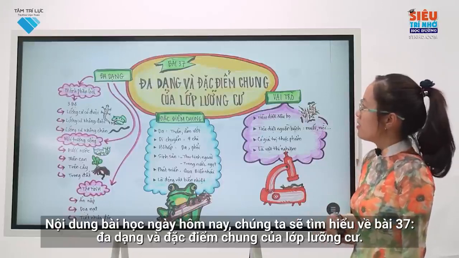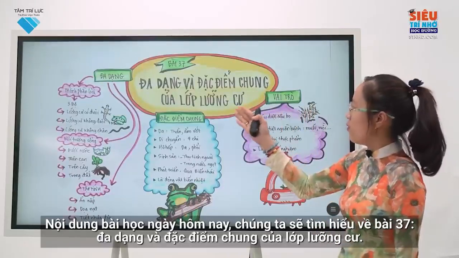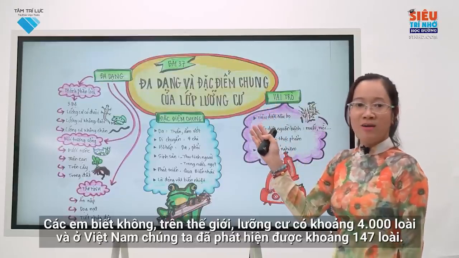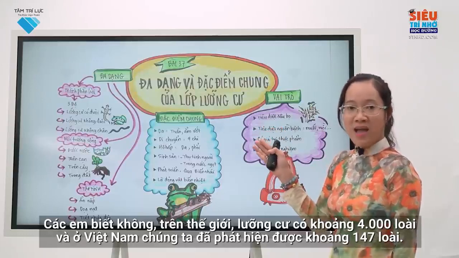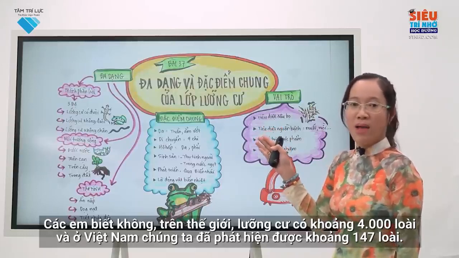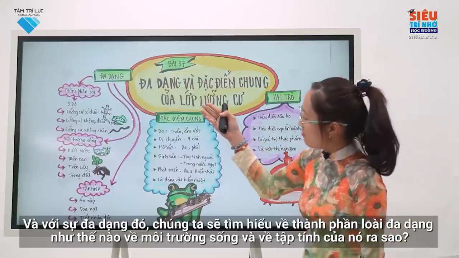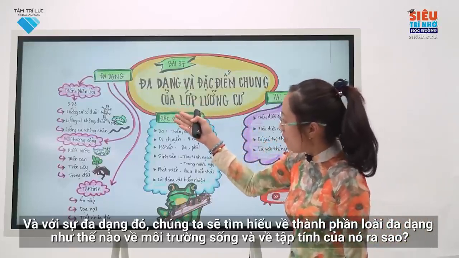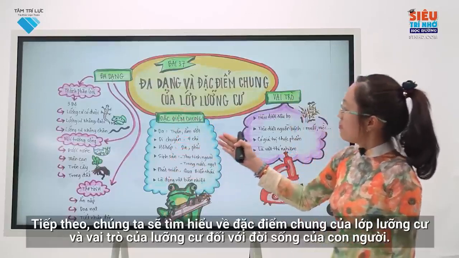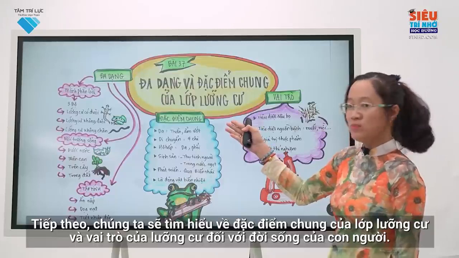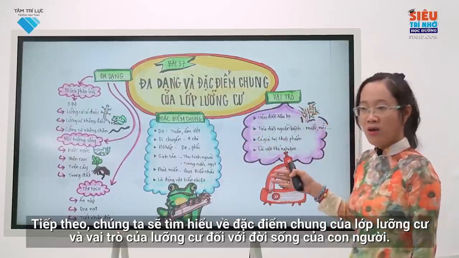Today's lesson content, we will learn about Lesson 37, Diversity and General Characteristics of Amphibian Class. Did you know there are about 4,000 species of amphibians in the world, and in Vietnam we have discovered about 147 species. With that diversity, we will learn about how diverse the species composition is, the habitat, and the behavior. Next, we will learn about the general characteristics of amphibian class and the role of amphibians in human life.